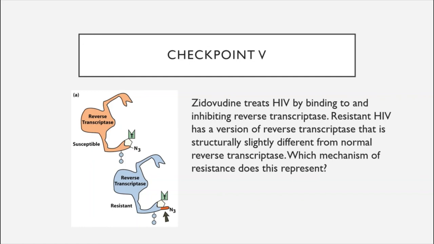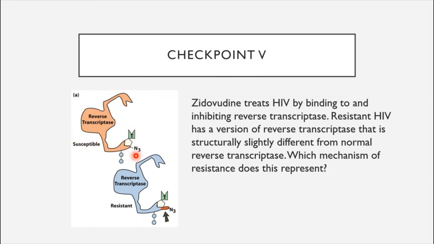Now, in this final checkpoint here, we're going to take a look at HIV that is resistant to zidovudine, which is common enough now that scientists have actually characterized and figured out what the mechanism is by which HIV can become resistant to zidovudine. Resistant HIV has a version of the reverse transcriptase enzyme that is structurally slightly different from the normal reverse transcriptase. As you can see here, we have normal reverse transcriptase.